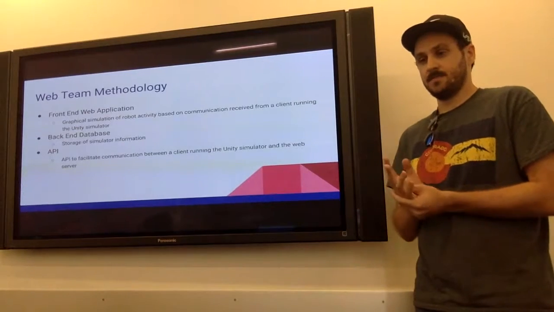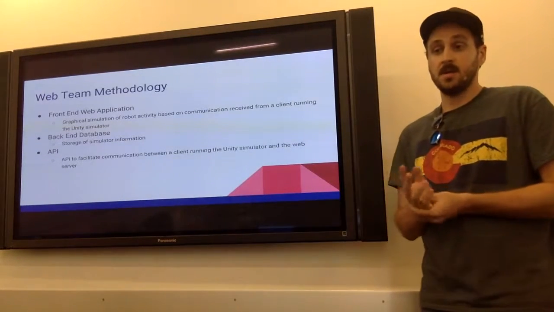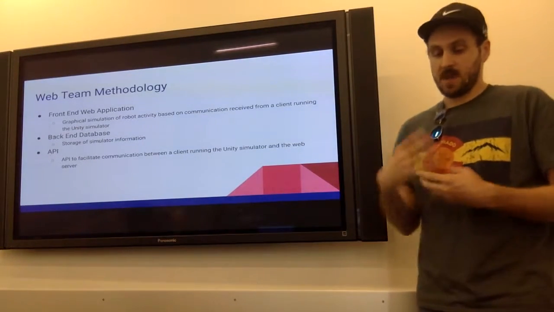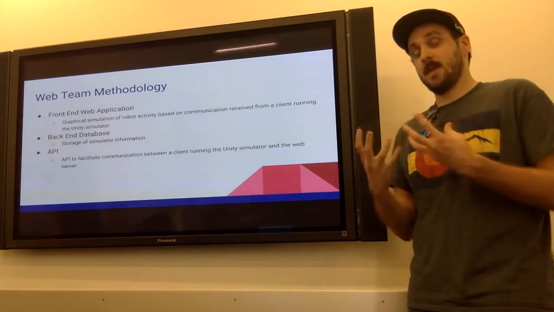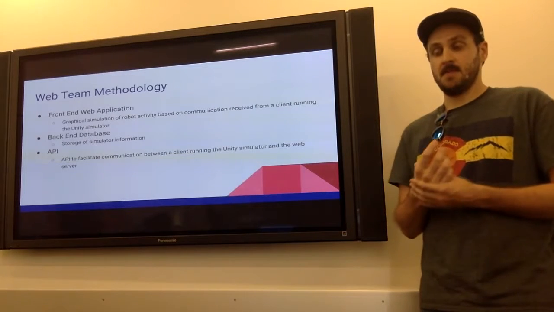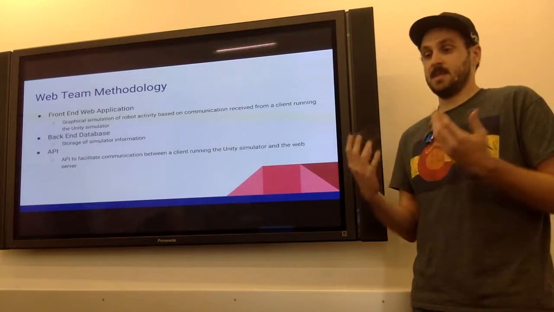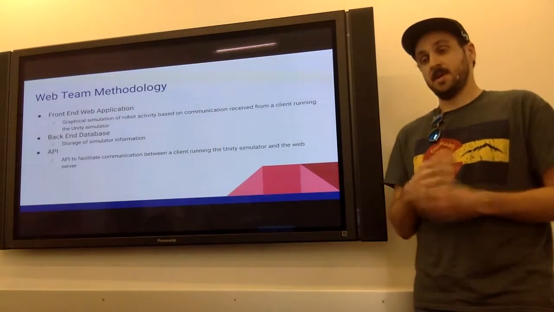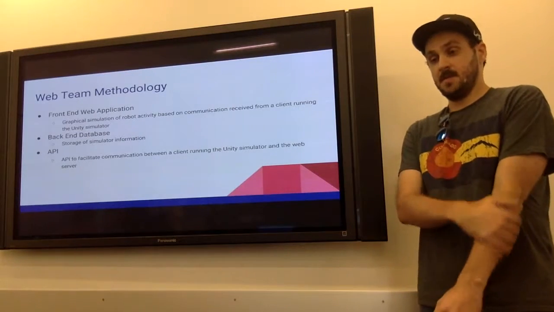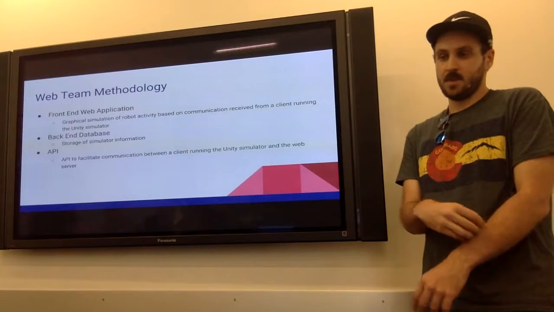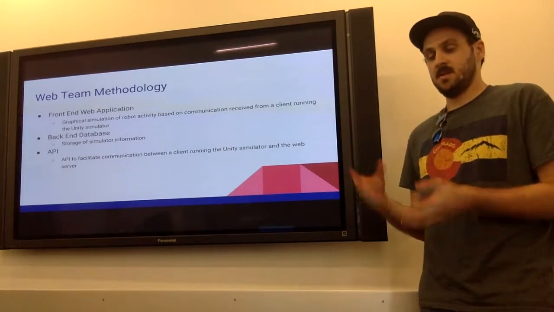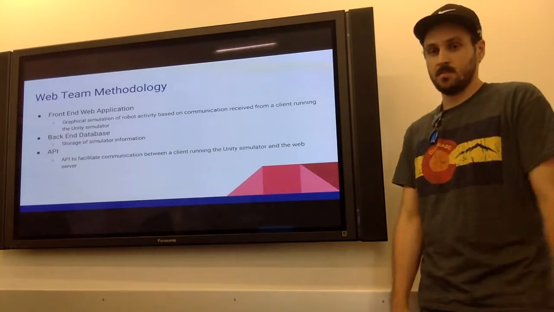On the web team side, there are really 3 parts. There's a web application, a backend database, and an API. The web application is basically a graphical representation of a robot moving around on a map, and this will have to be animated based on data received from the backend database. The backend database itself is basically a storage for simulator information received from Unity, and that information is received via an API, which facilitates communication between the Unity simulator and the web server.